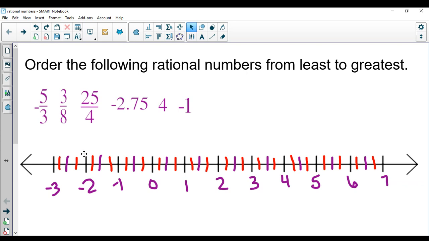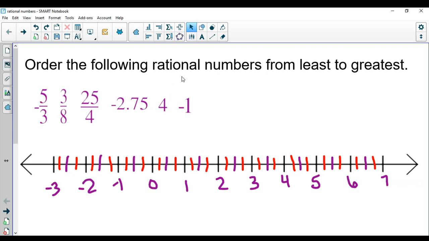Each section you can see is broken up into halves and fourths. So the purple lines represent halves, and the red lines represent the fourths. Red and purple together are the fourths. So this would be like -1/4 right here. This would be +1/4.